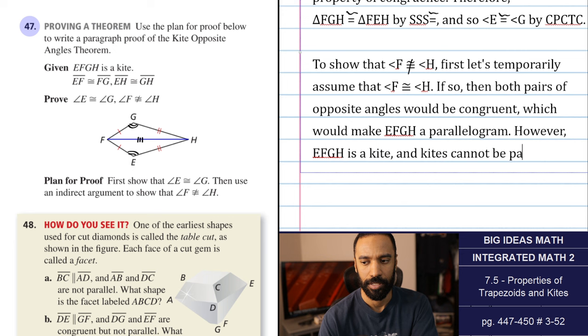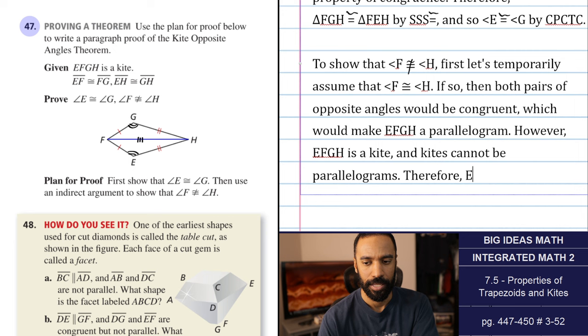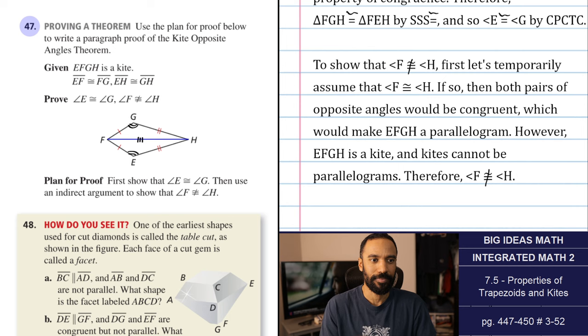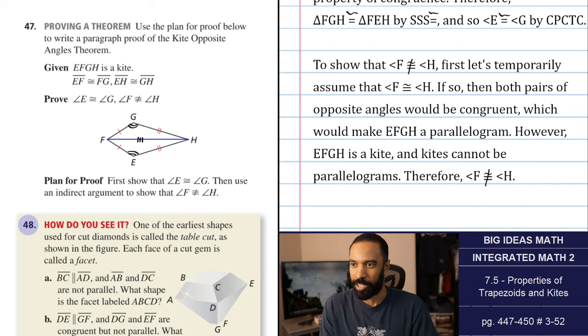Therefore, angle F is not congruent to angle H. I was going to say, therefore, it's a kite. Therefore, angle F is not congruent to angle H. Okay, I think that works. I actually preferred that that was a paragraph proof. I just don't like marking the things up afterward.